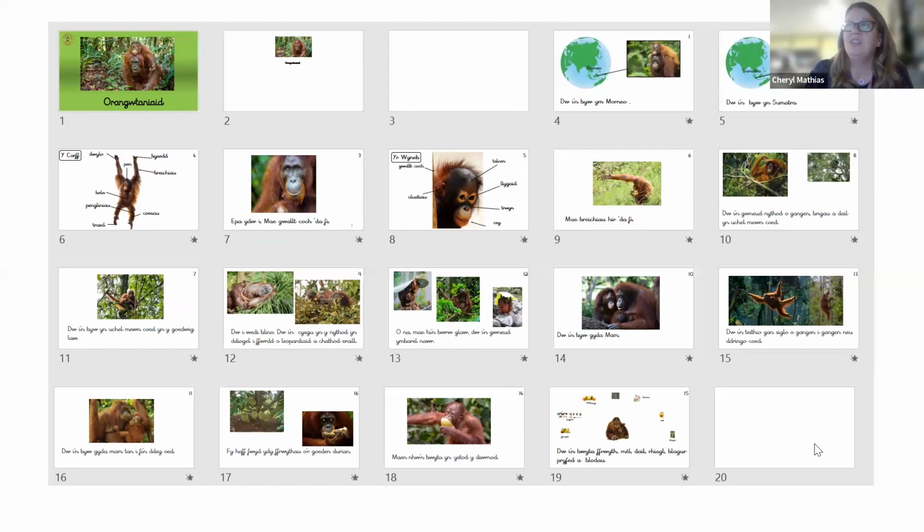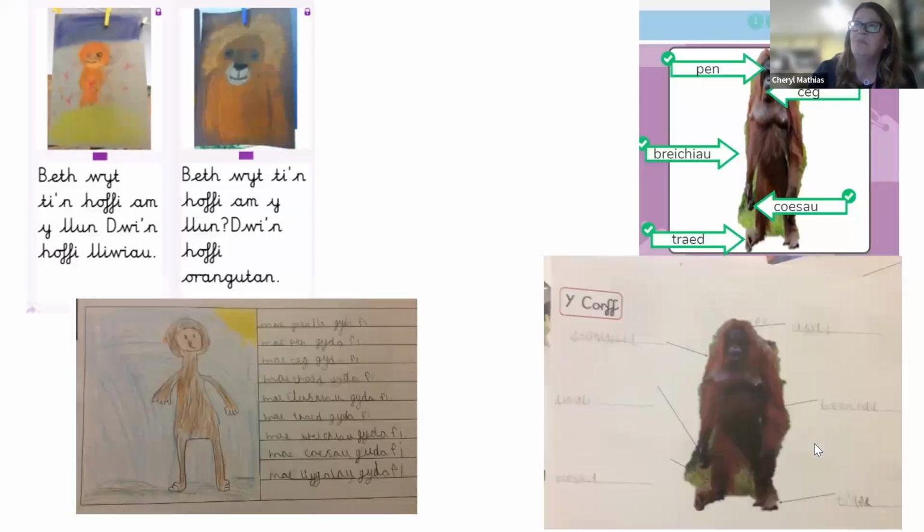So it's using their patterns: dwi'n byw yn Borneo, dwi'n byw yn Sumatra, the parts of the body, describing my gwallt coch gyda fi, yr wyneb, fy mreichiau hir, dwi'n byw yn uchel mewn coed, yn y goedwig law, dwi wedi blino, dwi'n cysgu yn y nos. So just some examples there. They are actually using their Welsh to learn about the orangutans, and this is some of the work that we followed up with from that.